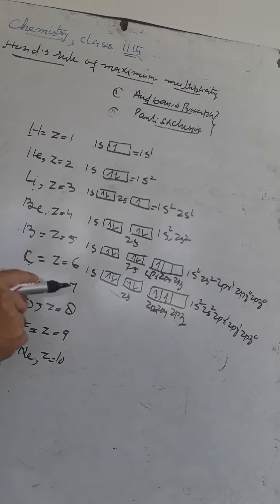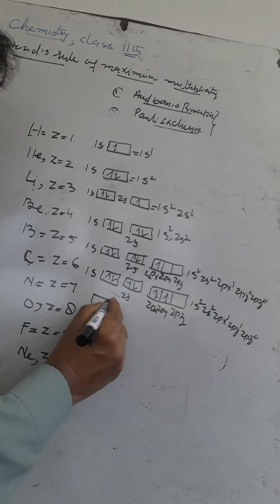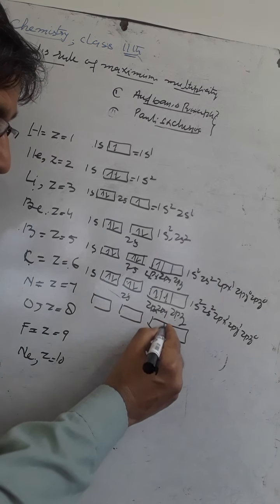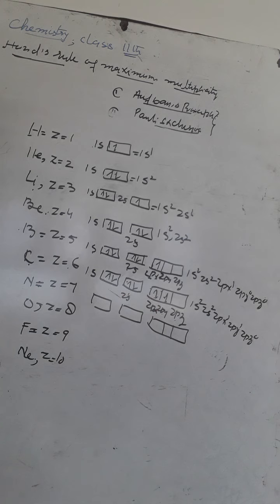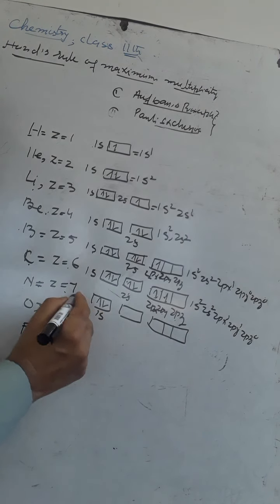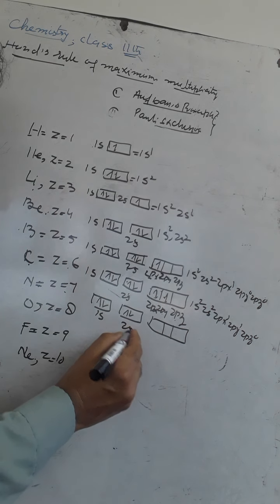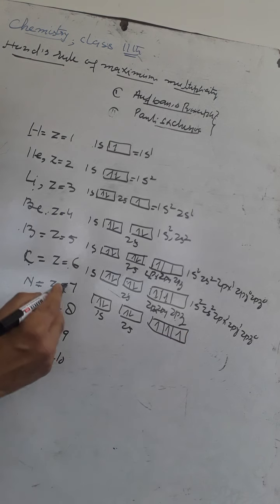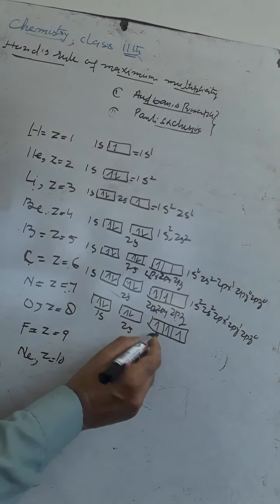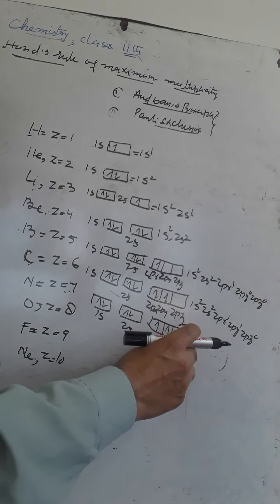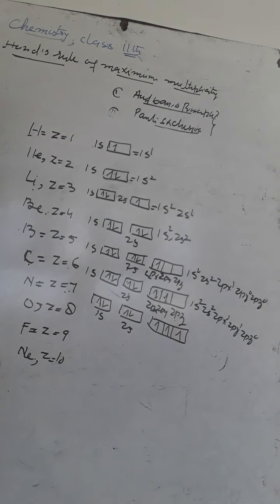Let me take the case of nitrogen with 1s, 2s, and 2p, that is 2px, 2py, 2pz. It has 7 electrons. 2 go to 1s, 2 go to 2s, then 1, 1, 1. We have to adjust 7 electrons: 2, 2, 4, then 7. We put electrons one by one in the p orbitals of the p subshell, isn't it?